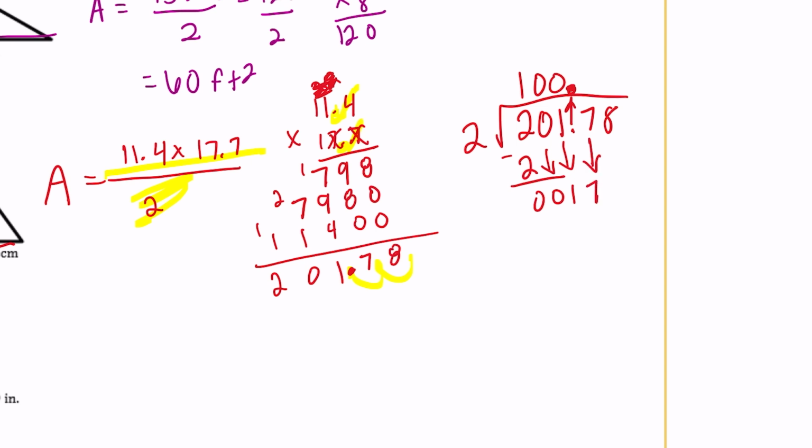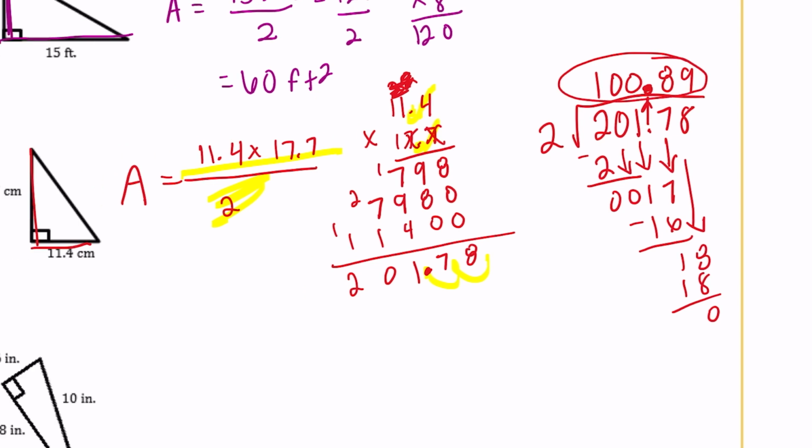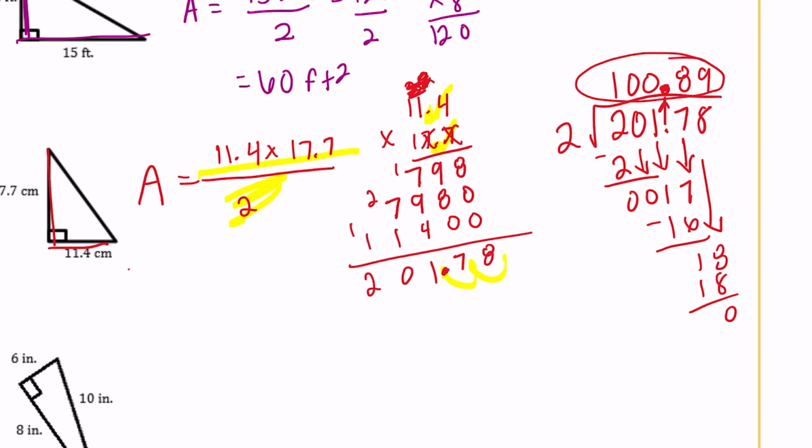We'll bring down the 7. 2 goes into 17, 8 times. 2 times 8 is 16. So we have 1, bring down the 8, and 2 goes into 18, 9 times. So we have nothing to bring down, no remainder. So our answer is going to be 189 hundredths, and our label is centimeters squared.